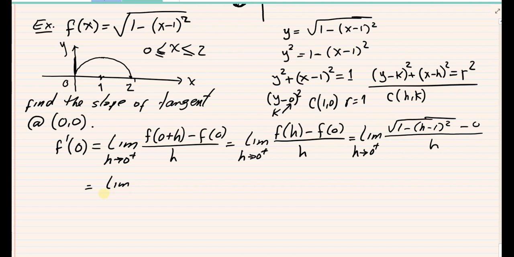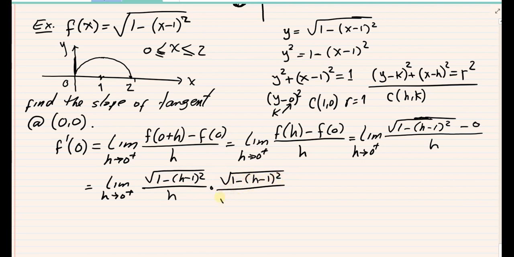And this would be the limit as h goes to 0 from the right of, and let's see, let's multiply top and bottom by the conjugate of the numerator, which is just the square root, right? The conjugate of the numerator is just the numerator because you have 0 here. So in other words, I have the square root of 1 minus (h minus 1) squared over h, multiplied by another square root of 1 minus (h minus 1) squared over the square root of 1 minus (h minus 1) squared.